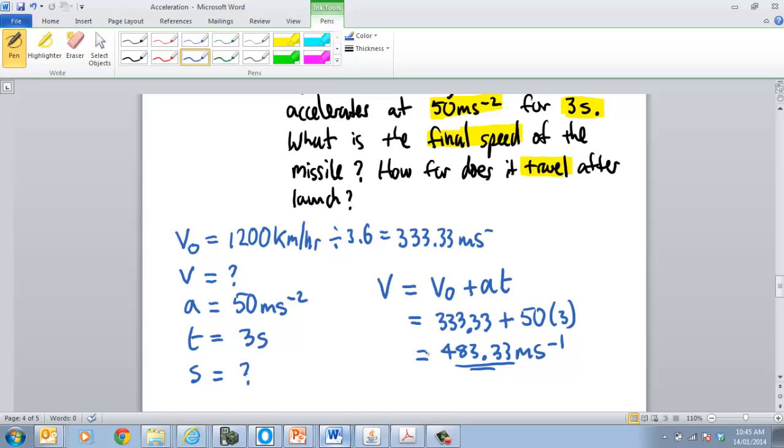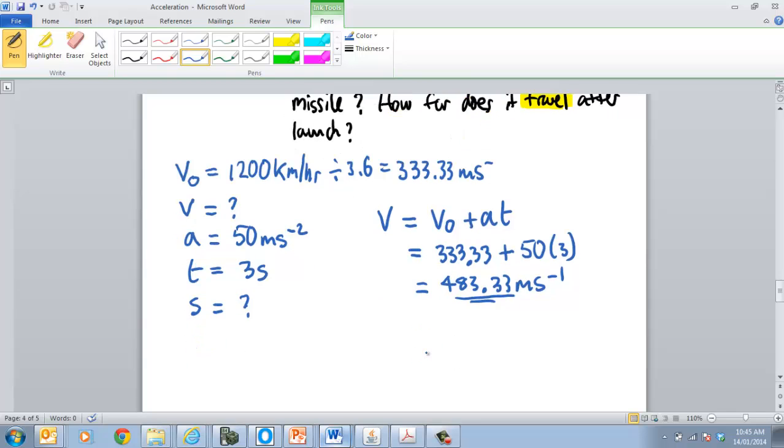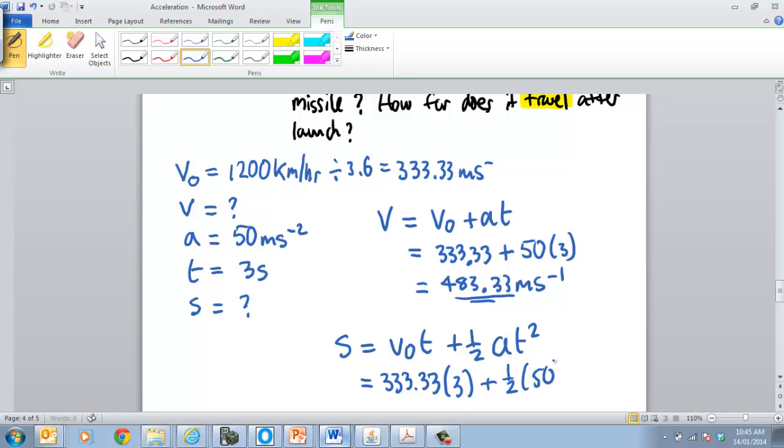Now, to work out the distance it's going to travel in that time period, I do know my initial velocity, and I do know my time, and I do know my acceleration. So I'm thinking you'd probably want to choose this formula here, s = v0t + ½at². So I put all my values into that formula. My initial velocity is 333.33. It's going to accelerate for 3 seconds. My acceleration is going to be a half of 50, and then that's for 3 seconds squared.